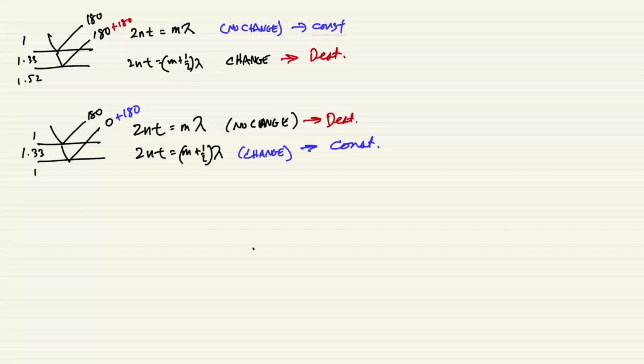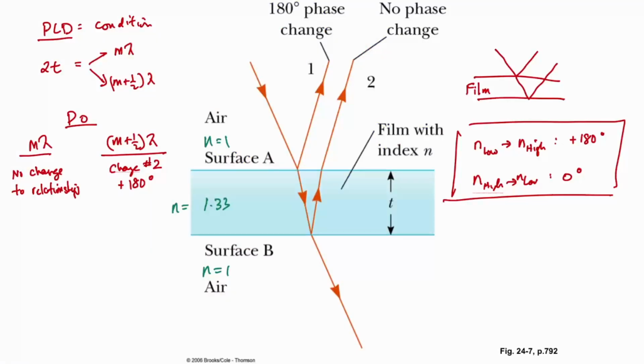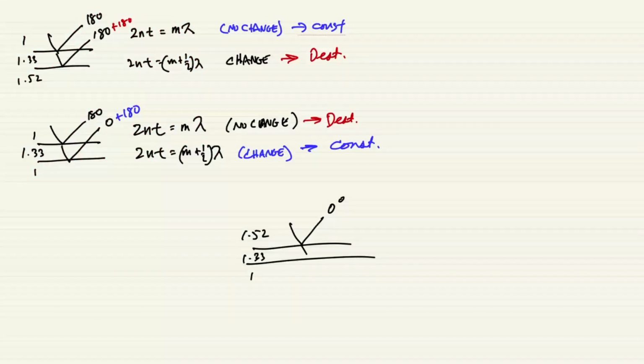Okay. Let's do another one. 1.52, 1.33, and 1. Glass to water to air. Okay. First bounce. It's a higher to a lower, so that means no change, right? 0 degrees. Second one? Also 0. We're going from a higher to a lower index, right? 1.33 to 1. If we leave everything alone and we don't change anything, what's this one going to be?